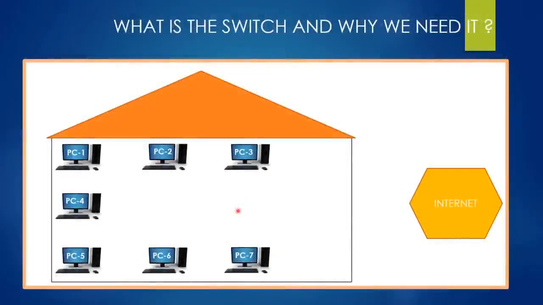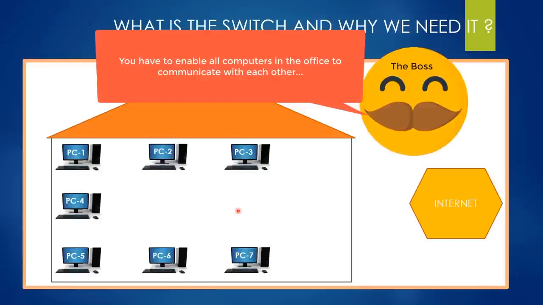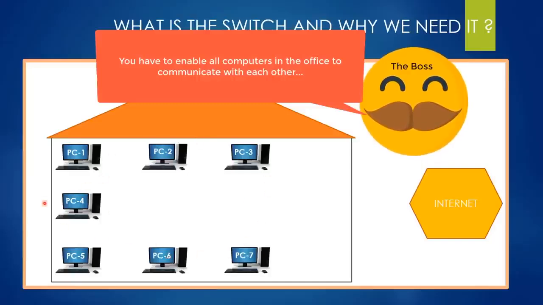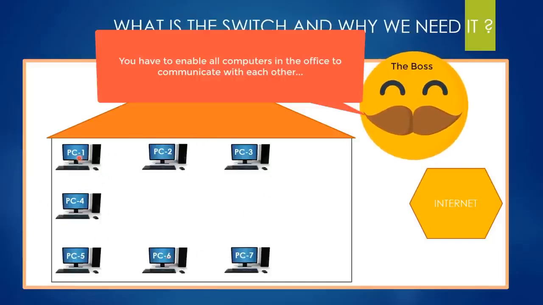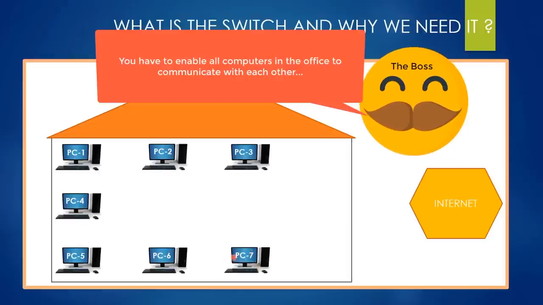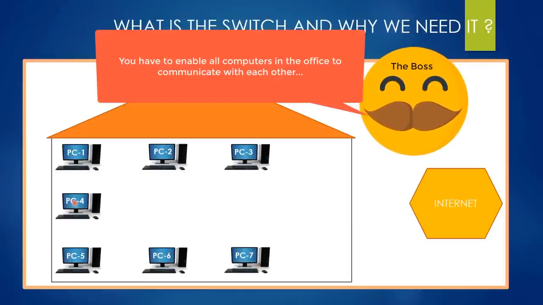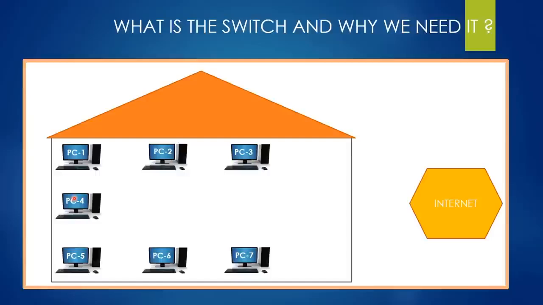Now, we are going to talk about a scenario. Let's say you are the system administrator of a small company and your boss wants you to enable all these computers to communicate with each other. I mean, PC1 should be able to communicate with PC7, or PC5 should be able to communicate with PC4, and so on. You got the point, but the question is, how do we do such a task?